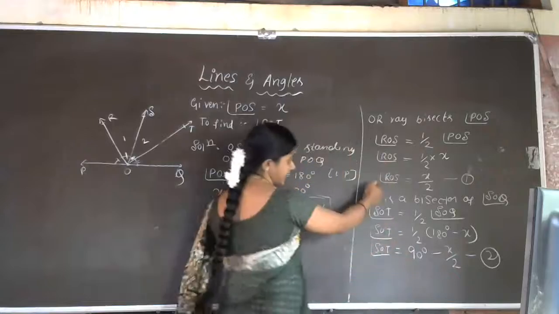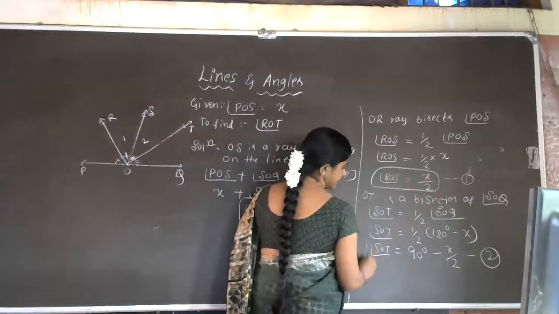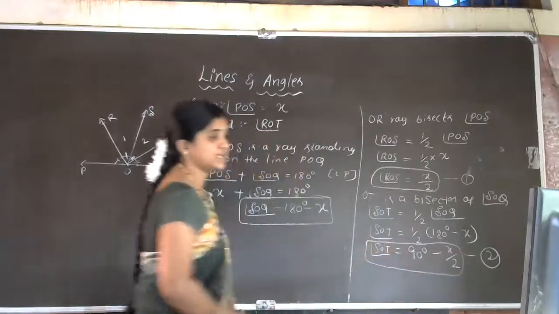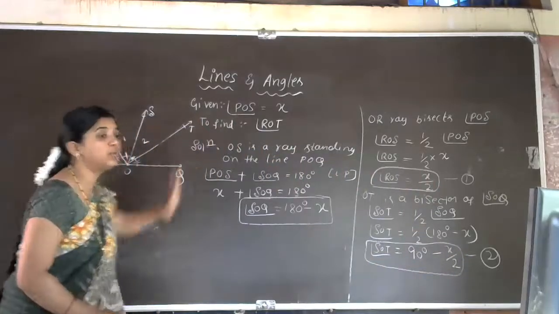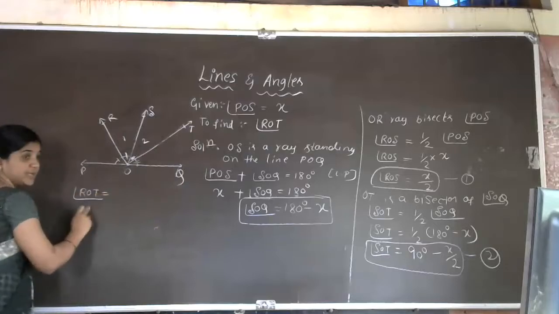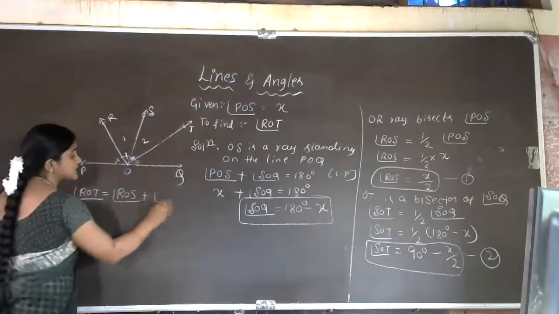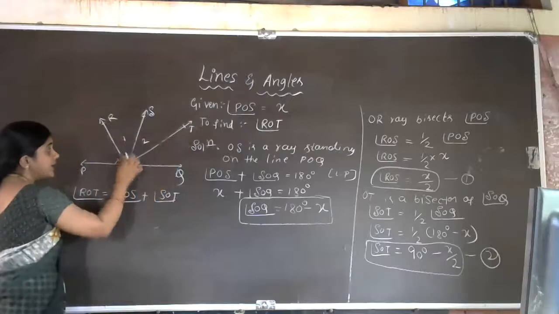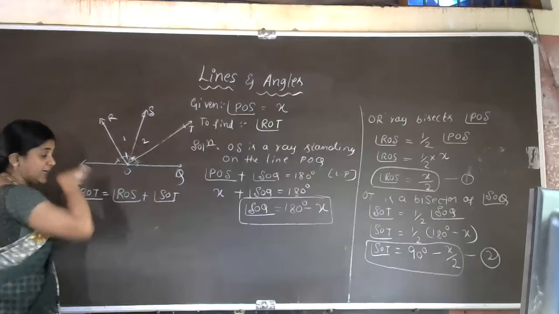Now we got ROS and SOT. You can mark this in a box also. Now what we have to find actually? Angle ROT we have to find, no? Now we'll work out angle ROT. Angle ROT is a sum of angle ROS plus angle SOT. This total angle ROT is a sum of ROS plus SOT. Got the idea now? Yes.